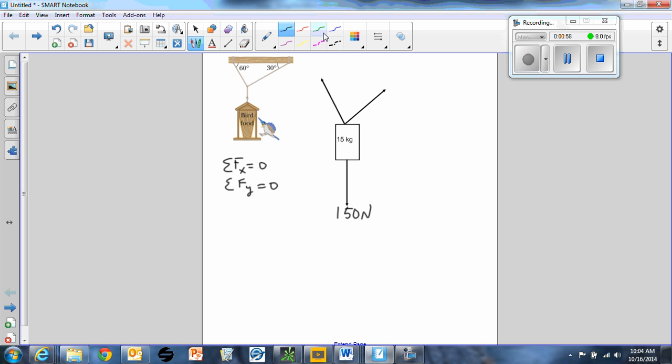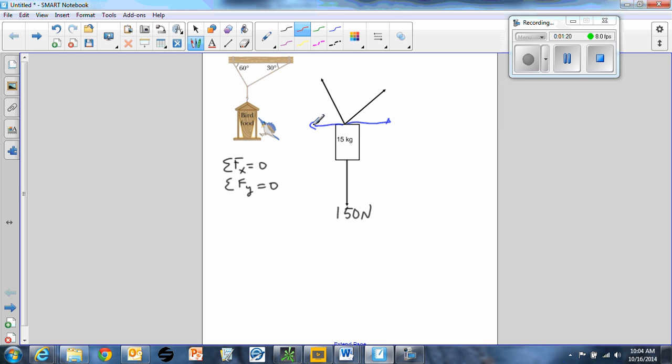And so basically, if we draw our triangles, or if we divide each tension into an x and a y, this one's going to have an x that way, and this one's going to have an x to the left. They are the same size. Whatever this is, that one is. Whatever that one is, this one is.